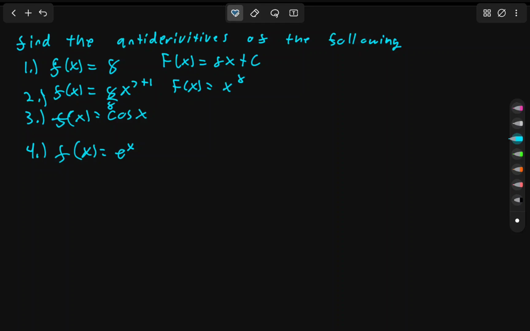We know the derivative of sine is cosine, so the antiderivative of cosine is sine of x. And the derivative of e to the x is going to be e to the x plus c. Or sorry, the antiderivative of e to the x is e to the x plus c, because the derivative of e to the x is e to the x. And always remember your constant of integration.